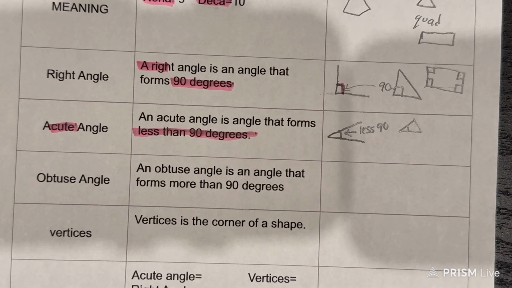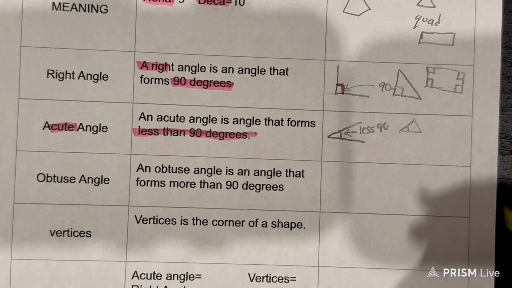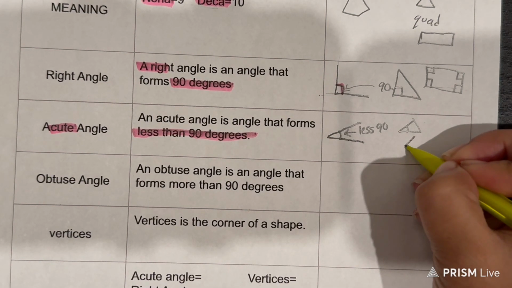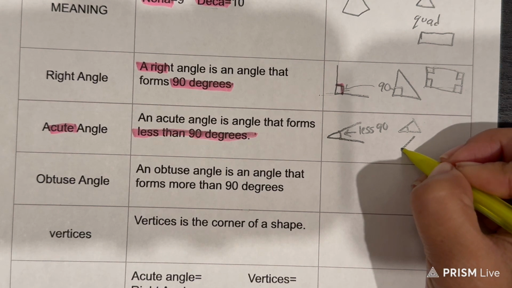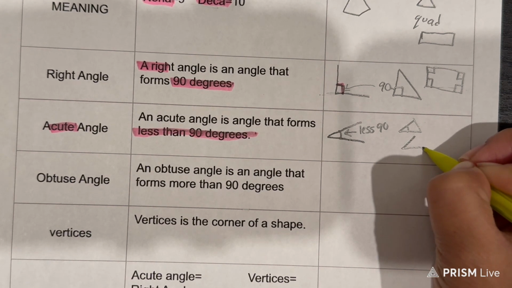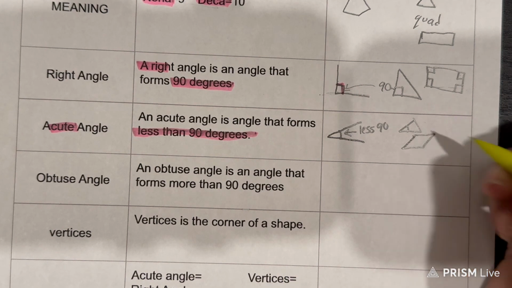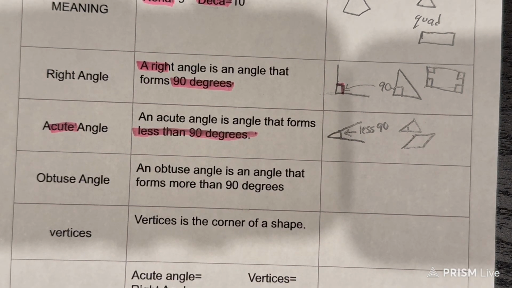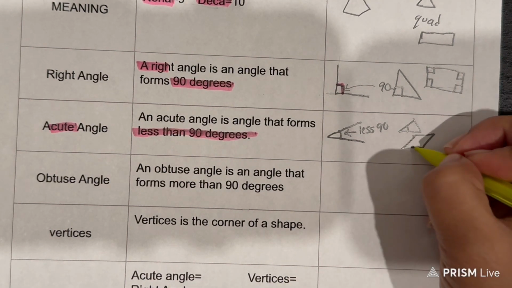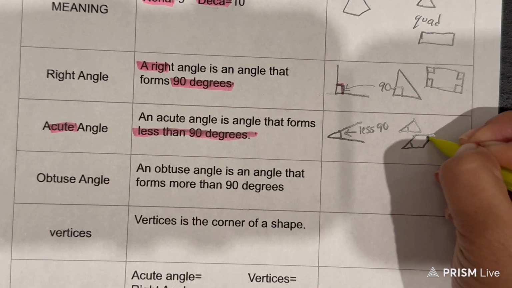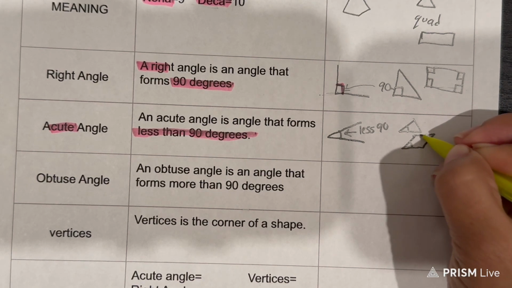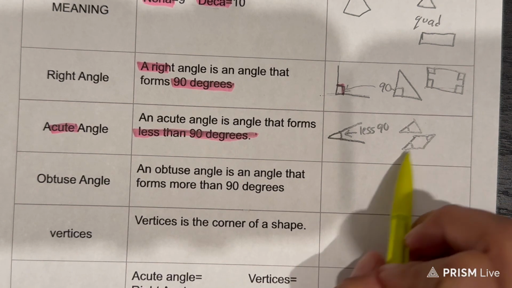This right here is smaller. I will do, let's see. This is different. This only has 2 acute angles. Here's an acute angle here. Here's an acute angle here. This right here is actually bigger, but these 2 are acute.